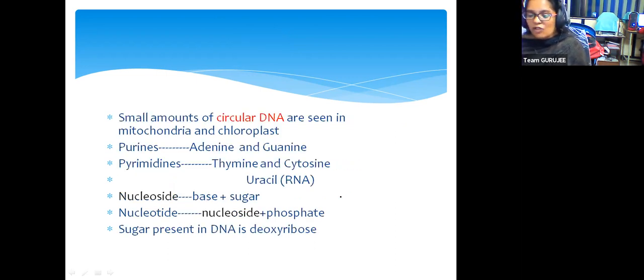Okay, next thing is, we have already seen purines, which include adenine and guanine, and pyrimidines, which include thymine, cytosine, and uracil. Nucleoside is base and sugar. Nucleotide is base, sugar, and phosphate.